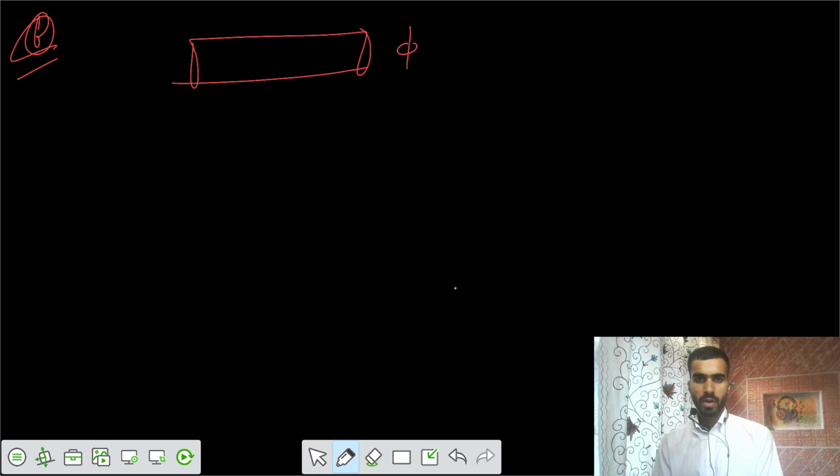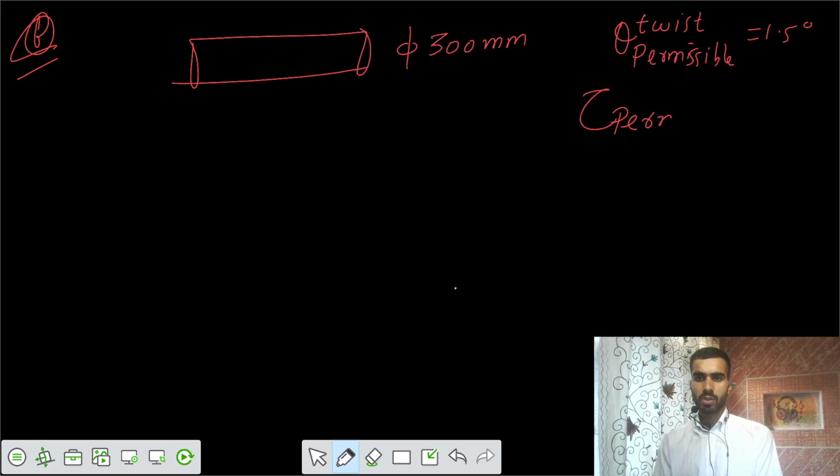Your diameter of the shaft is 300 millimeter, and your permissible angle of twist, theta permissible, equals 1.5 degrees. This is your permissible angle of twist. Your permissible shear stress is also equal to 42 megapascal. Your value of modulus of rigidity is equal to 84.4 gigapascal.